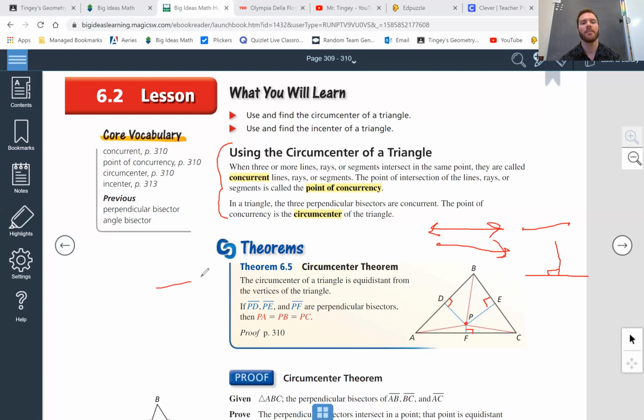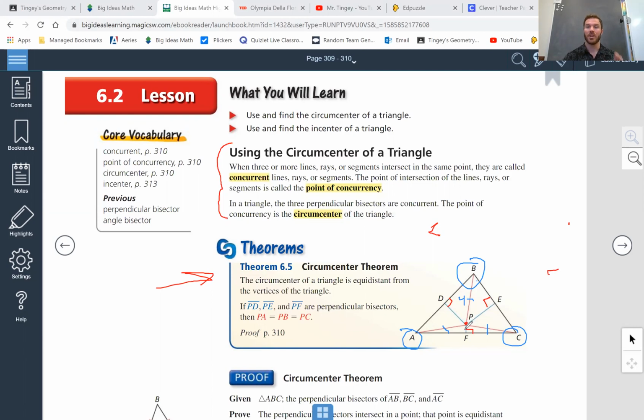So this theorem here: the circumcenter of a triangle is equidistant from the vertices of the triangle, meaning it is the same distance. Point P is the same distance from B, C, and A. This line is the same length as this line, which is the same length as this one. I should say segment. Those 3 segments are all equidistant, same length. If PB is 4, then the other ones are also 4. That's only true for the point where the perpendicular bisectors meet, not just any lines.